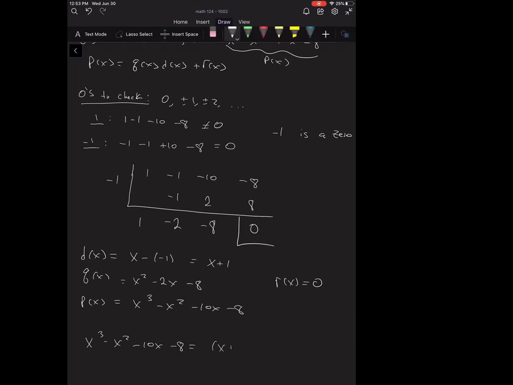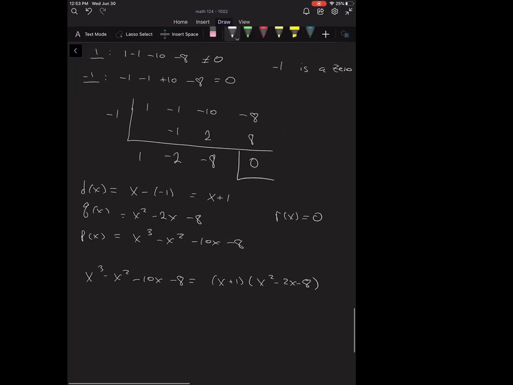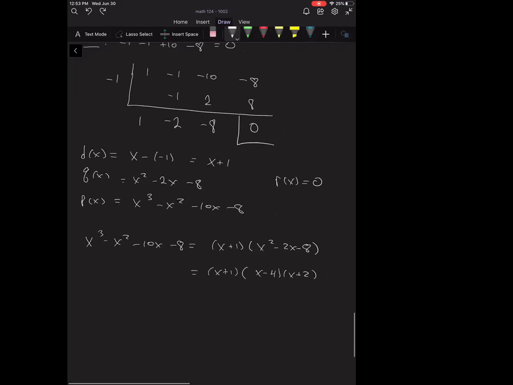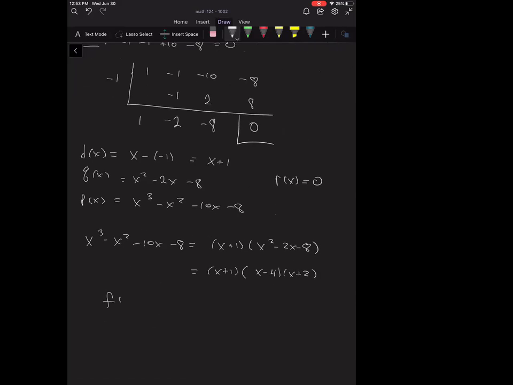And then q of x is x squared minus 2x minus 8. And we can keep factoring this. This is going to be x plus 1. And if we factor this, this is going to be x minus 4, x plus 2. So this piece right here factors into x minus 4, x plus 2. So rewriting everything, our f of x can be factored into x plus 1, x minus 4, x plus 2.